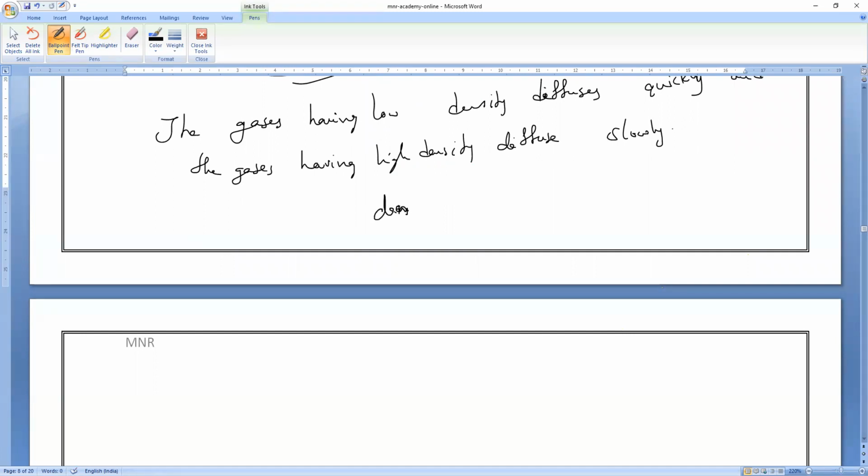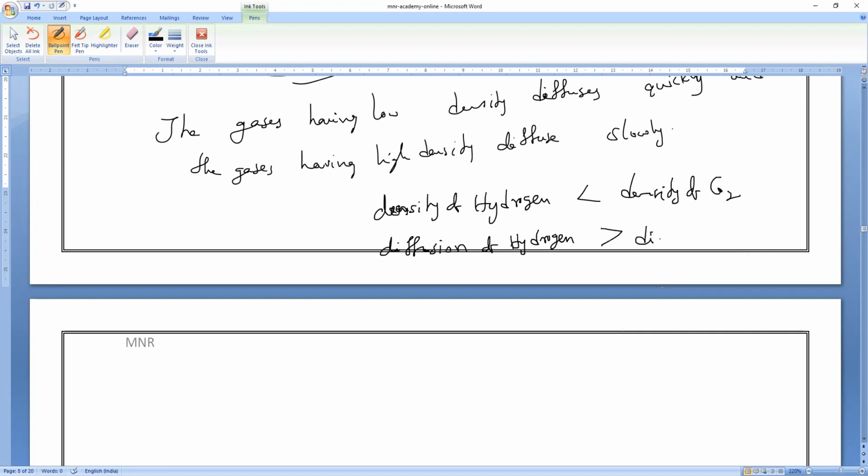So the density of hydrogen is less than the density of carbon dioxide. So the diffusion of hydrogen is more than the diffusion of CO2. Both are inversely proportional to each other. Understand? So this is all about the properties of gases. We finished liquids, solids, as well as gases.